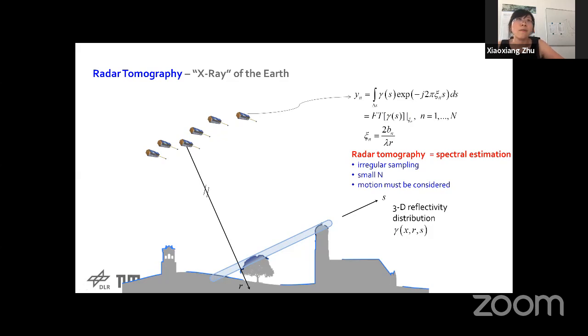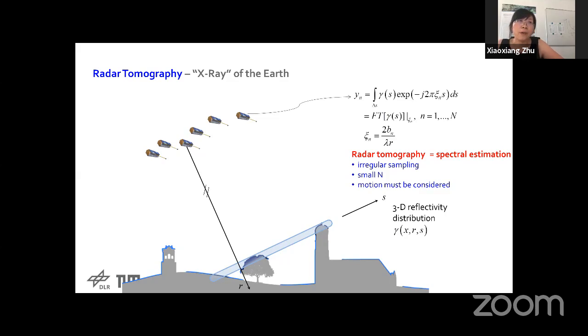And each image is very expensive, so we don't have a lot of samples. Therefore, we have a small n. Also, we need 30 images to do a reconstruction, and they are acquired within a year. On the one hand, this gives us the opportunity to monitor the object. On the other hand, motion must be considered. These are the special considerations we make.